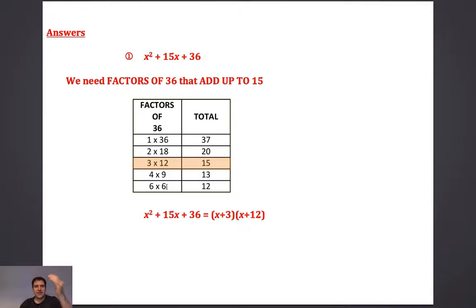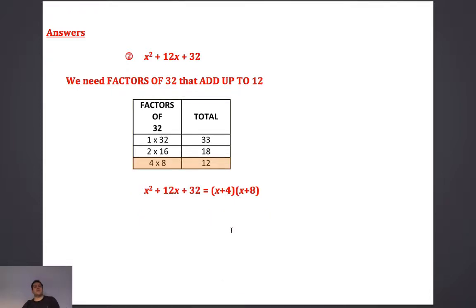And then if I kept going up there, the next one I'd get to would be 9 times 4, but I've already done 4 times 9, so I'd just be going backwards down the same list. So those are the possible factor pairs, and then only one of those pairs adds up to 15, and that's when you have 3 and 12. So the numbers that go in the brackets are 3 and 12. So x squared plus 15x plus 36 is x plus 3 times x plus 12.